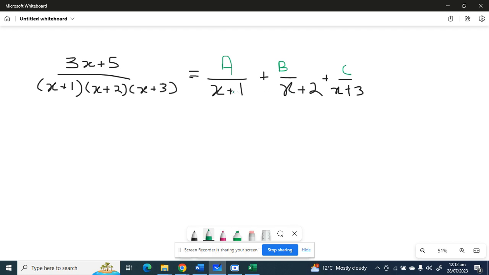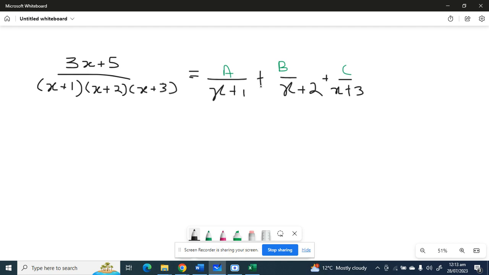Right. If, for example, it was x squared here, then our numerator, since its variable has to have a lower power, will be ax plus b. All right. So I just want you to take note of that. But in this case, since we have linear denominators, we are okay. So here what we're trying to do is find the values of a, b, and c.